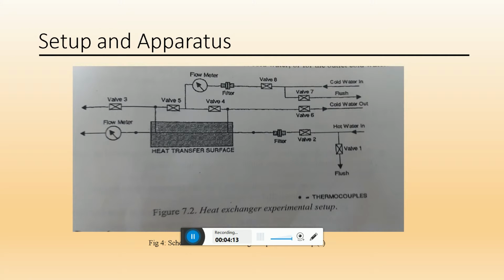We have the setup of the heat exchanger right here. The cold water comes in from this part here. The valve controls the flow of cold water, opens and shuts it, and hot water comes in here. The main source of hot water comes in from here, with valve 2 being the main valve for closing or opening the hot water. This is the heat transfer surface right here. These four dots right here are thermocouples to measure the temperature.